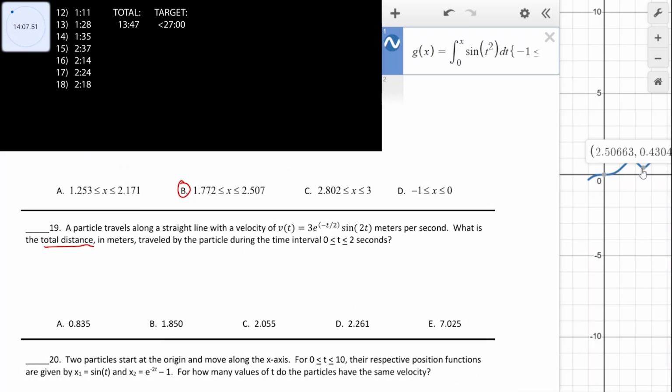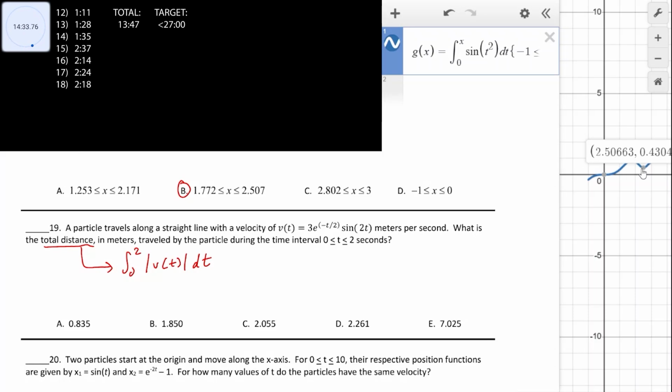Okay, so total distance means that we're going to take the integral from 0 to 2 of the absolute value of v of t. If it was asking for displacement, you would not put those absolute value bars there. But because we're talking about total distance, we want to count all distance as being positive. So even if we take 2 steps forward and 4 steps back, our displacement in that scenario would be -2, but our total number of steps would be 6.